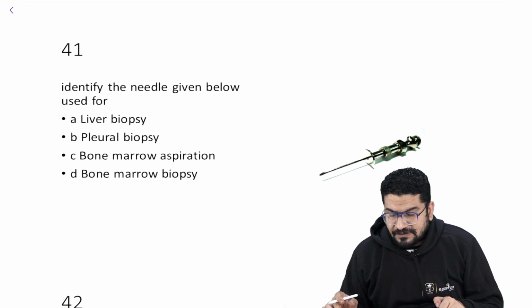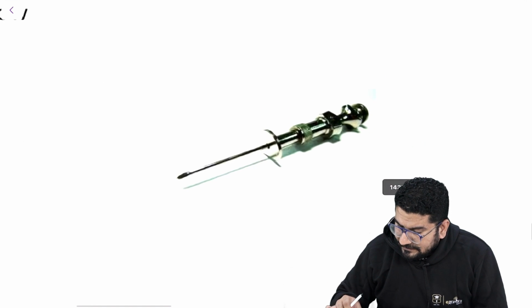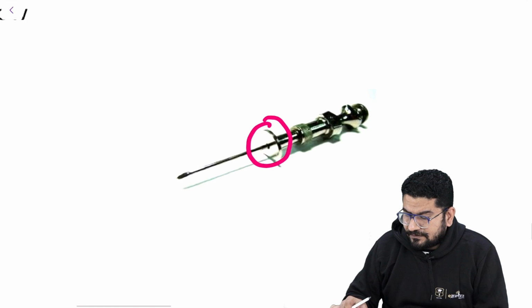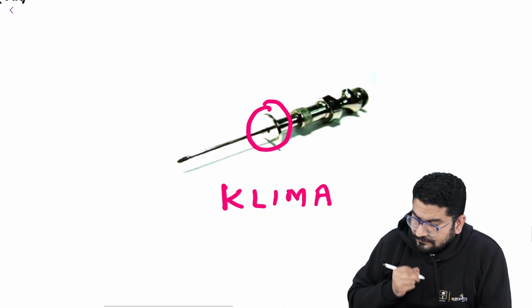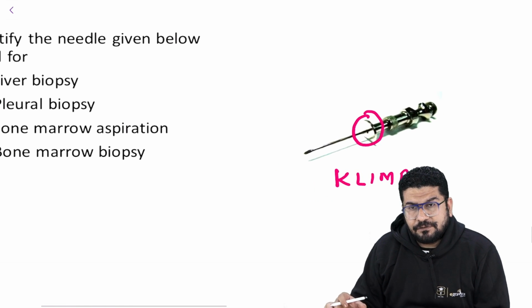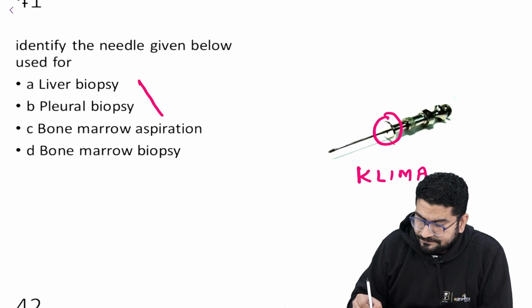Okay, then this was the question. Identify the needle given below. So let us see this needle. You can see here this is a guard. This is a non-adjustable guard. So this is a Klima needle. Do you know this? Most of the students mark the answer correct. It is not for liver or pleural biopsy.